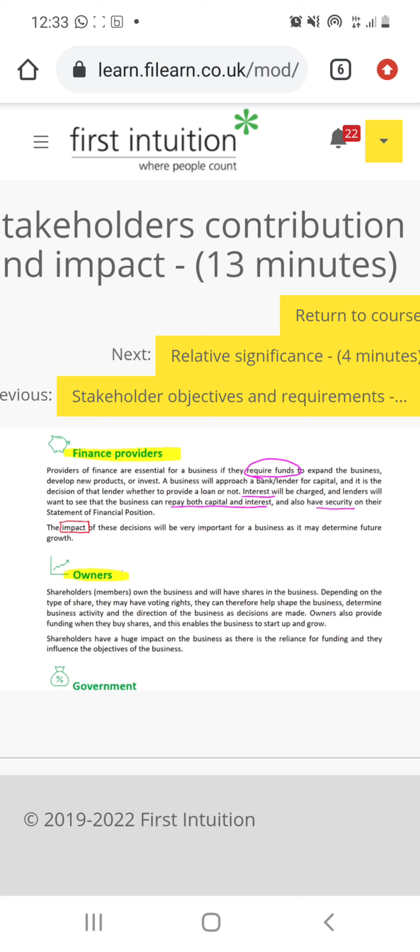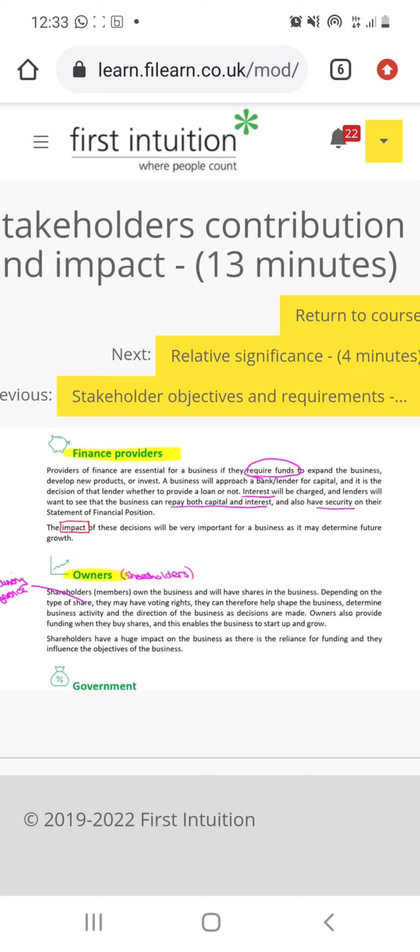The owners of a business, remember, are our shareholders, also called members. They own the business and will have shares in the business, depending on the type of share. And as a side note, these could be ordinary shares, they could be preference shares, they could hold voting rights or they may not.